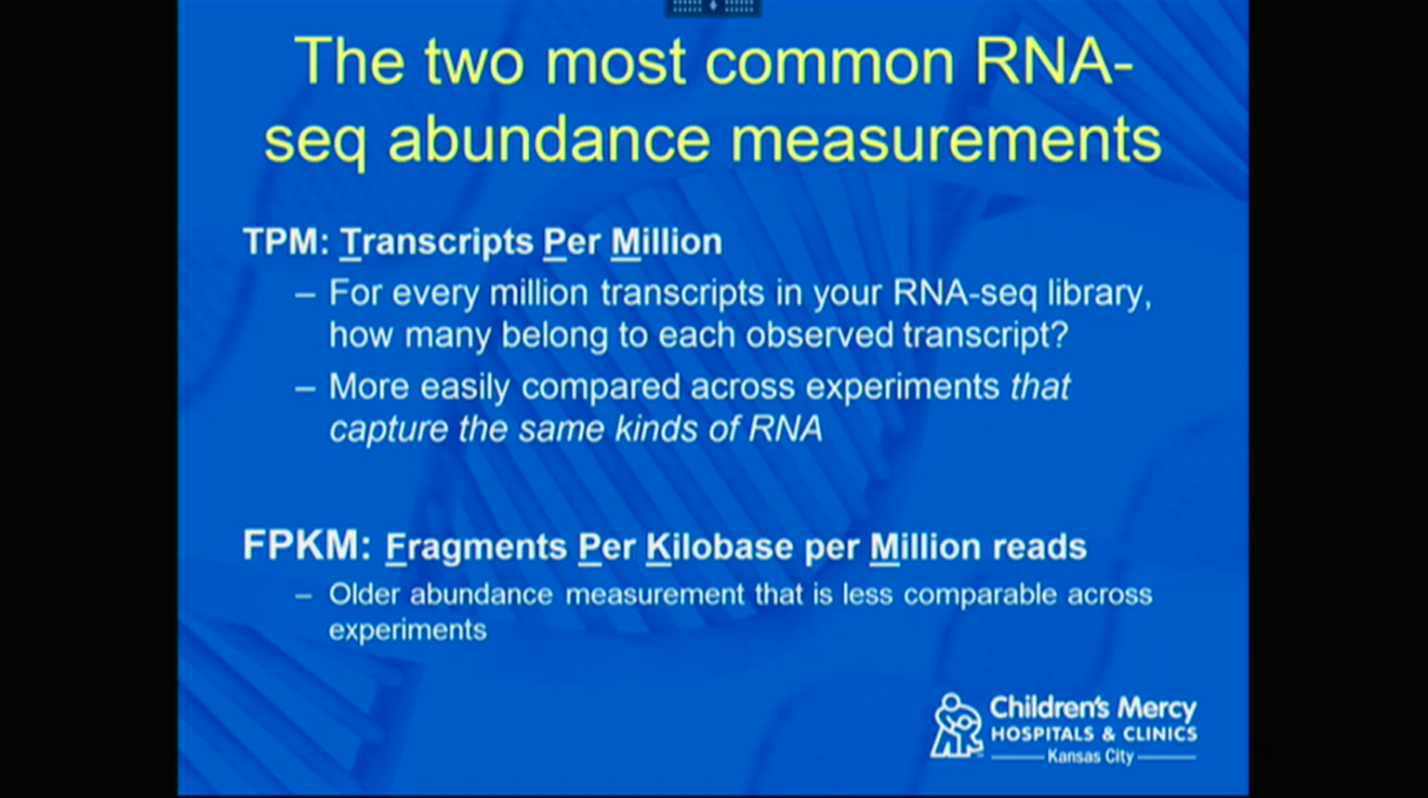Okay, there's an older measurement called FPKM, which stands for fragments per kilobase per million reads. We generally have moved away from this, but you'll probably see it in lots of papers. It's just a slightly different way of calculating abundance, and it's less comparable across different experiments. So if a bioinformatician ever asks you if you have a preference for abundance, I would suggest you tell them that you would like TPM values.